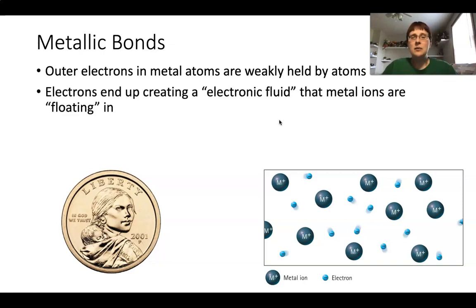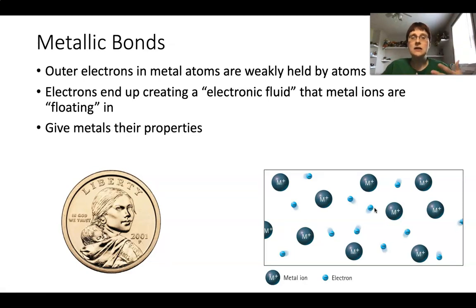But for a metallic bond, this works as creating this electronic fluid that the metal ions are floating in. And so you can see down here, this is just a generic picture of how this is working. So we've got the metal ions. They're ions because they've lost those electrons that are just floating around. And so you can see that the metal ions are just kind of floating around in this electronic fluid made up of these electrons that are kind of holding those metal ions together.